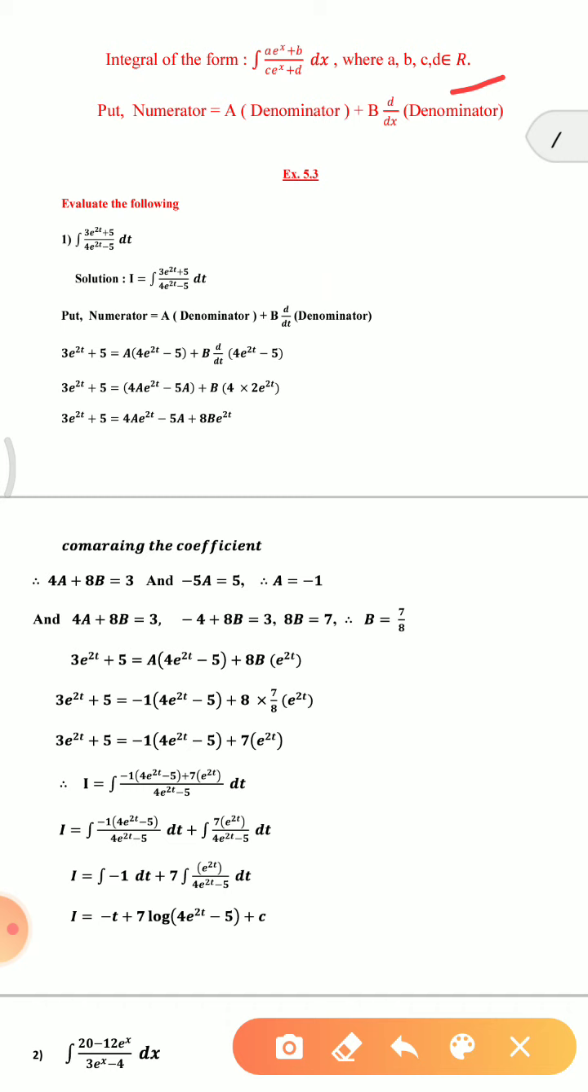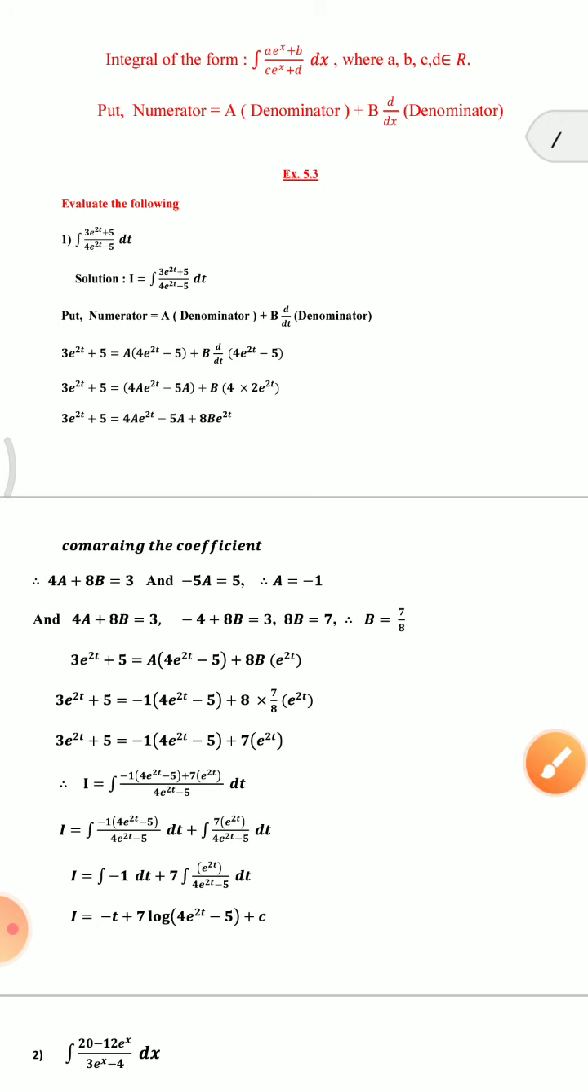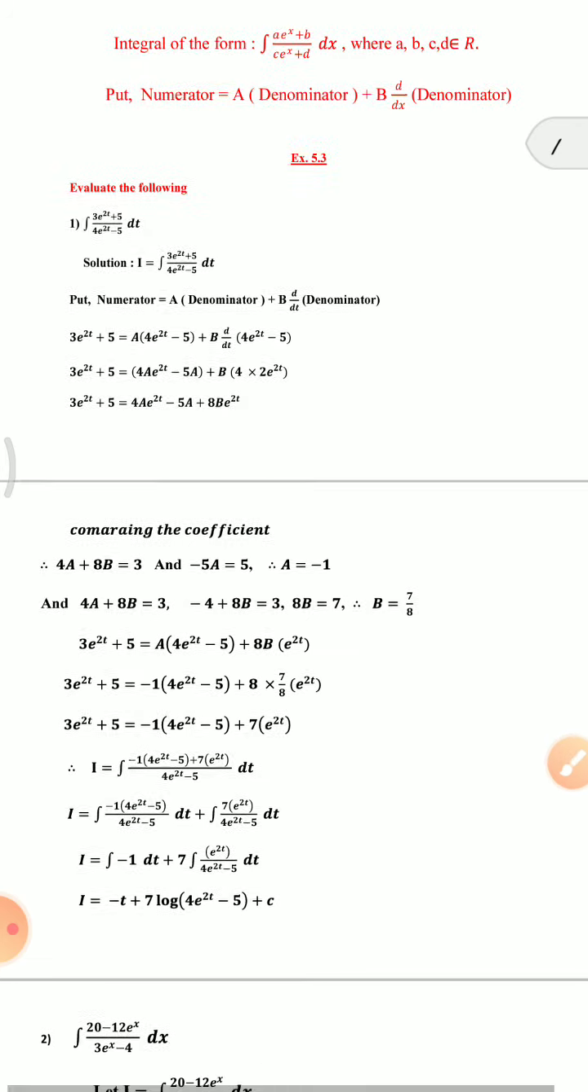In this type of integration, we put the numerator equal to A times the denominator plus B times the derivative of the denominator with respect to x. After finding the derivative of the denominator, we compare the equation, find the values of A and B, then substitute A and B and find the integration. Okay, let us see Exercise 5.3 here.